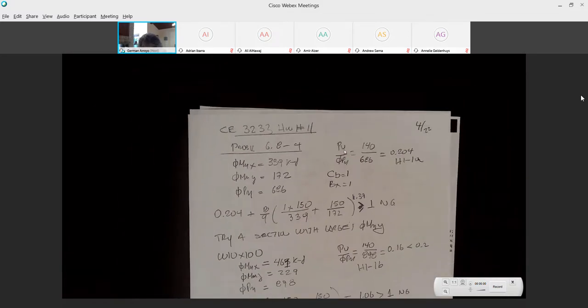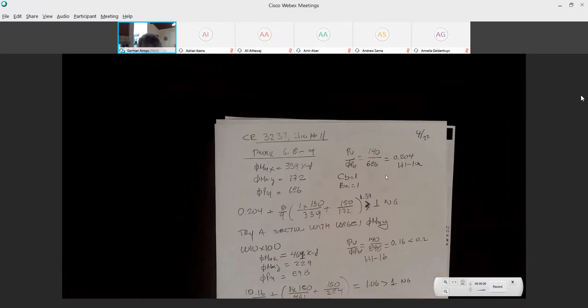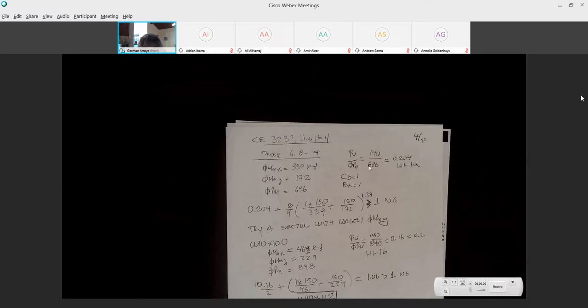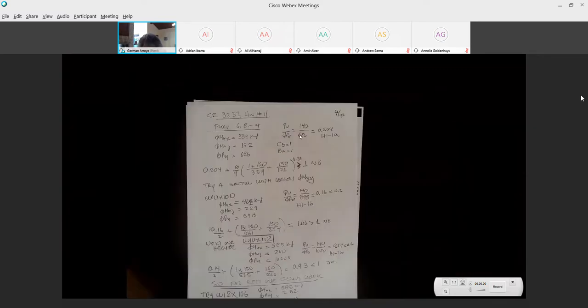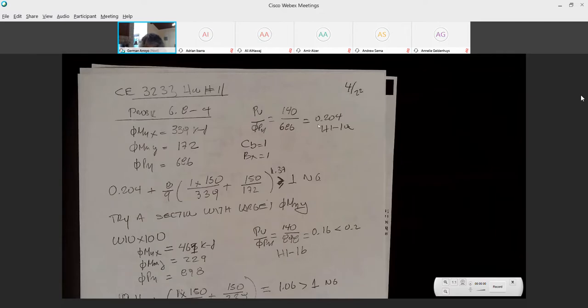Again, I did the Pu over phi Pn, 140 over 686, and this came out 0.204. H1-1a is still in control. So I did the same: 0.204 times 8 over 9, assuming 1 times Mux over phi Mnx plus Muy over phi Mny, and this came out at 1.37. No good.